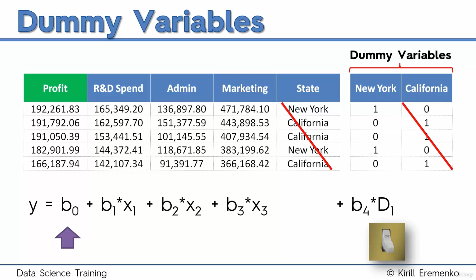But then when D1 becomes 1, you're adding B4, which is, once again, a very basic explanation, a coefficient which is the difference between New York and California. So basically you're altering from California to New York by flipping this light switch. If it's off, then it's the default state, and the whole equation is working for California. If it's on, then by adding that B4, you're altering the equation from the default state of California to New York. So that's an intuitive way to think of dummy variables.